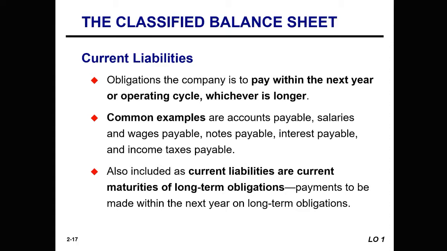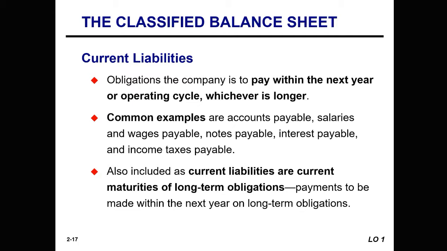The next section of the classified balance sheet is liabilities, and that starts with your current liabilities. Current liabilities are those obligations that are expected to be paid within 1 year or the operating cycle, whichever is longer.